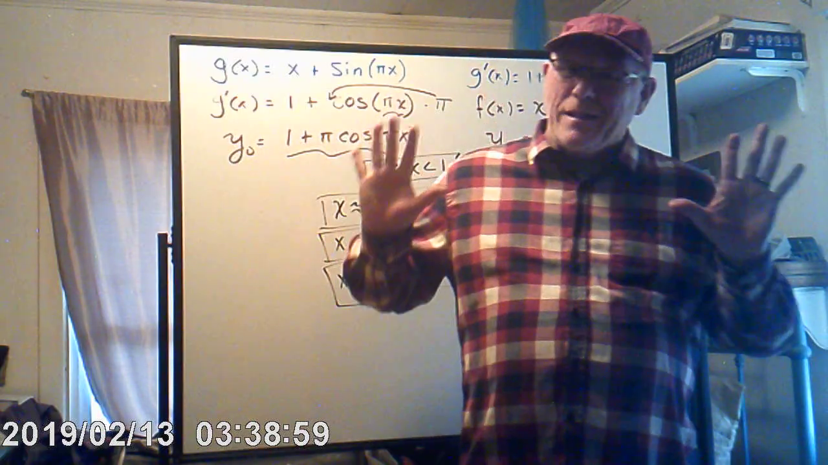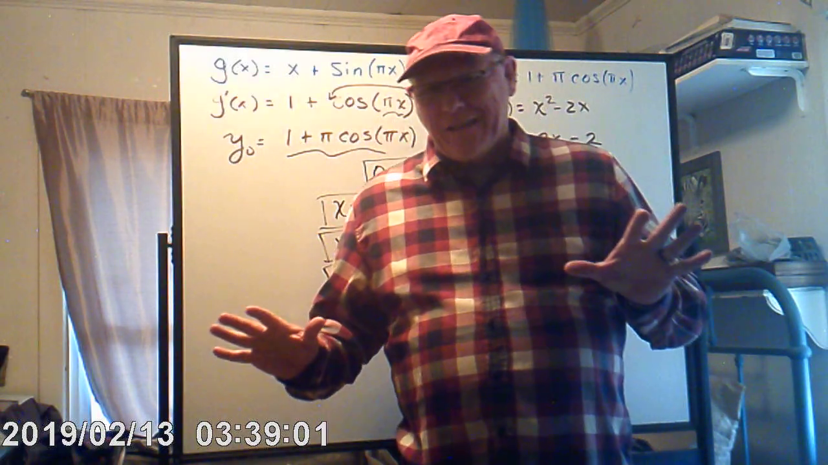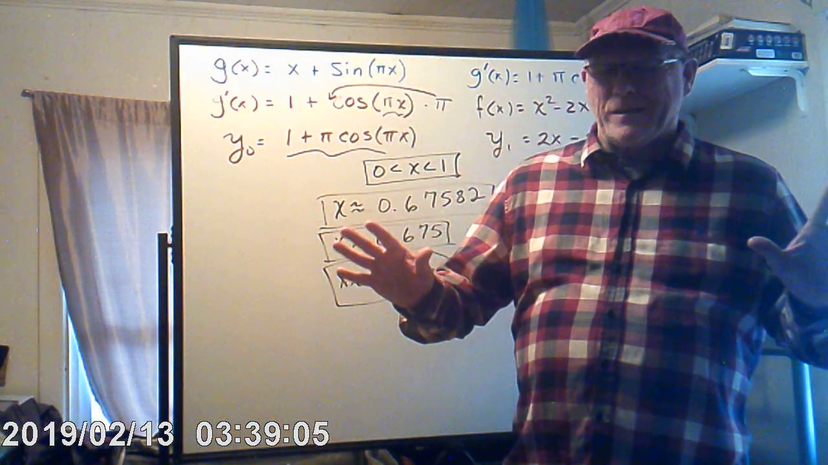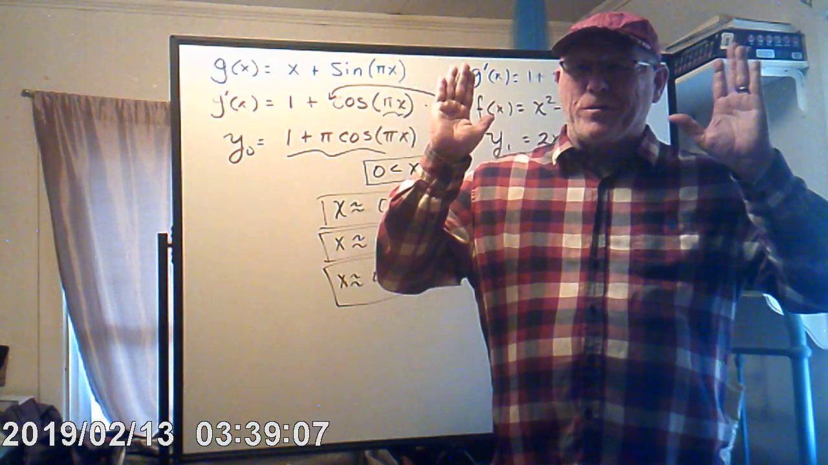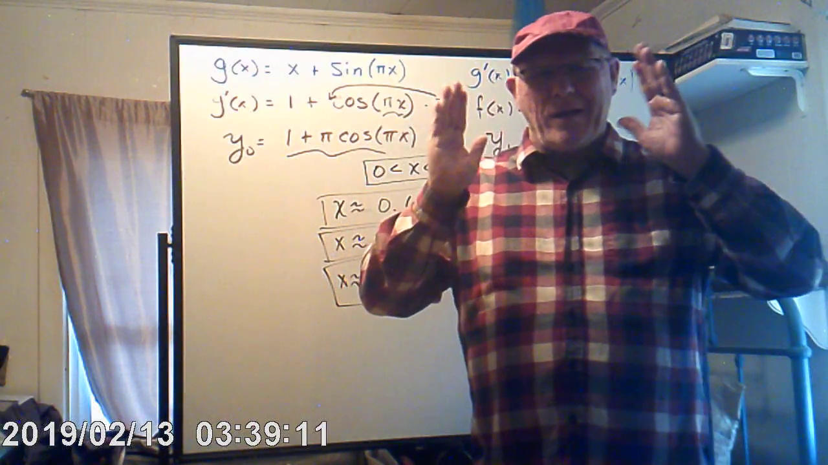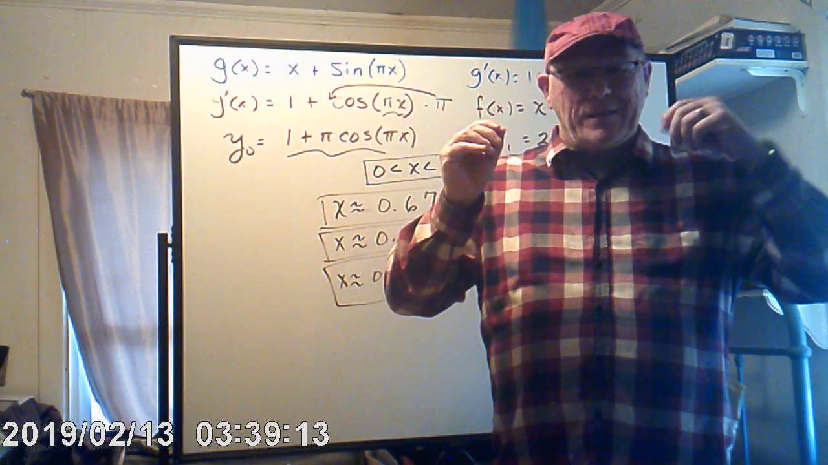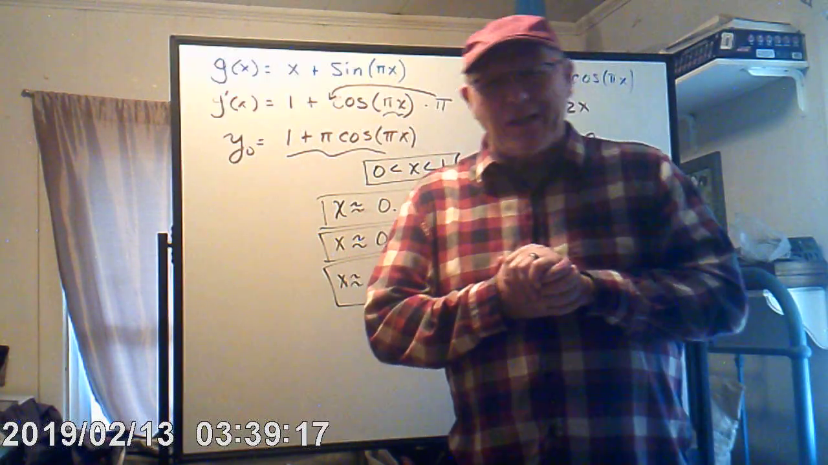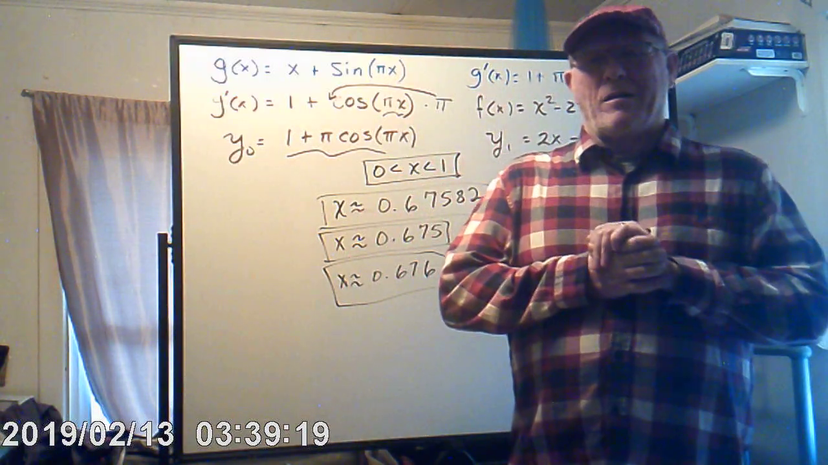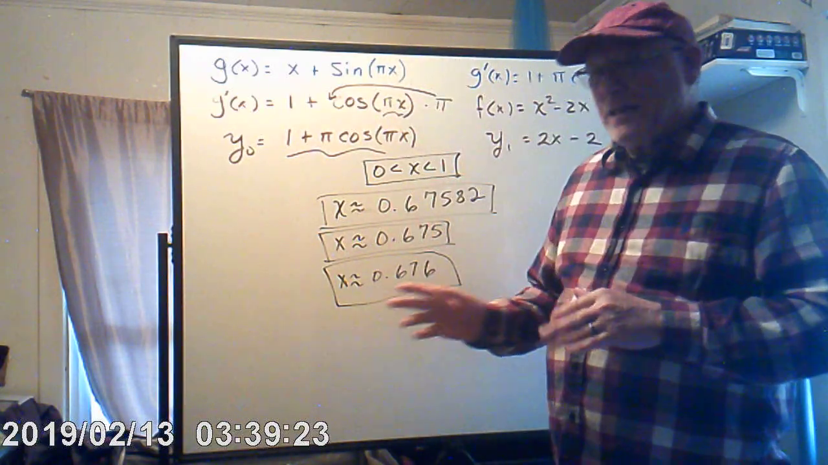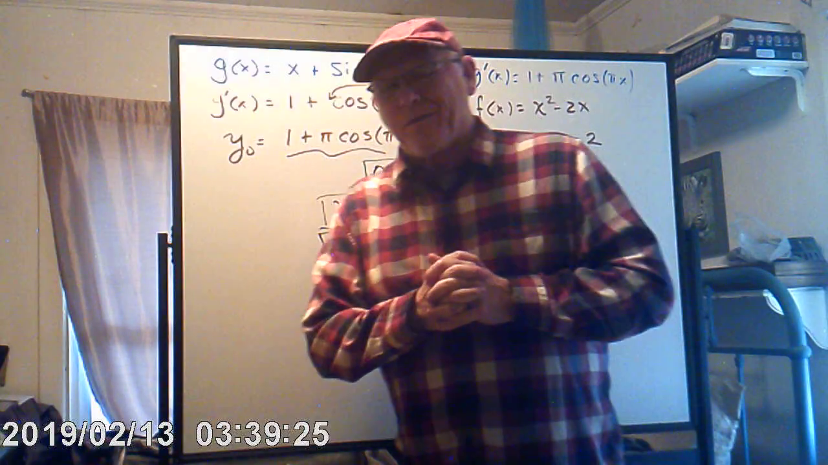This is not as easy a problem as it looks, believe me, but you just had to think and focus. Alright, for those slopes to be the same, G prime and F prime must intersect. Okay, if they intersect, the slopes are the same at that point there, that x value. And so that's what we're talking about there.